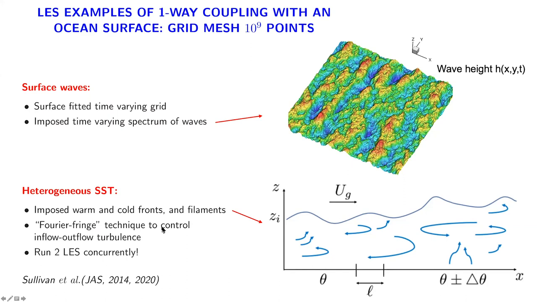I've adopted a Fourier fringe technique to control the inflow and outflow turbulence. So the turbulence that comes in here is going to be fully developed boundary layer turbulence. It's going to evolve through the box, and then it's going to hop out.